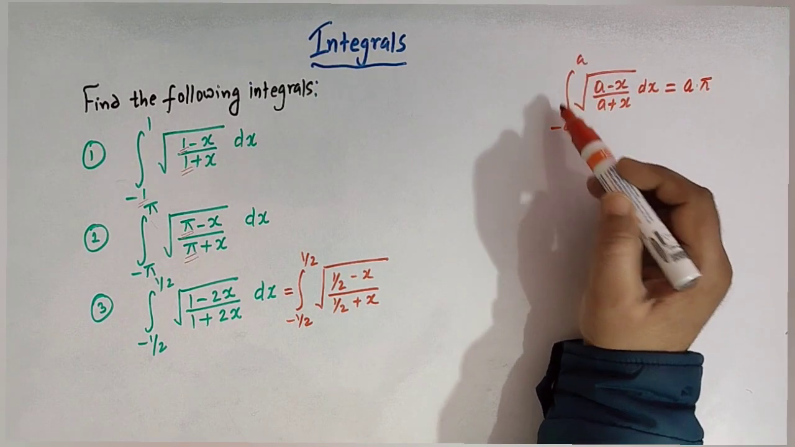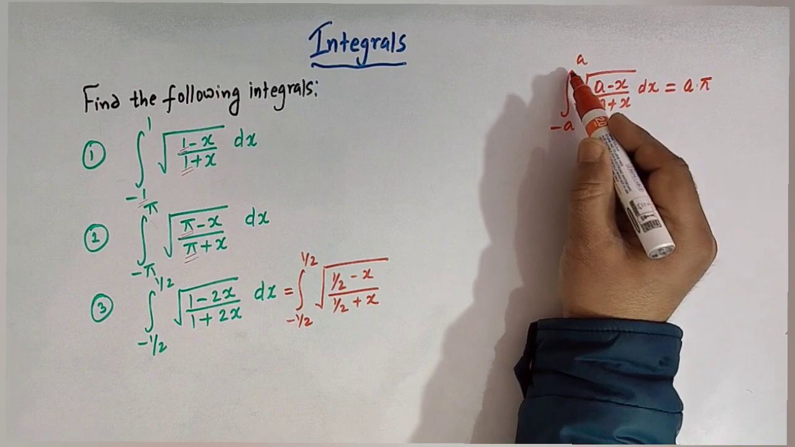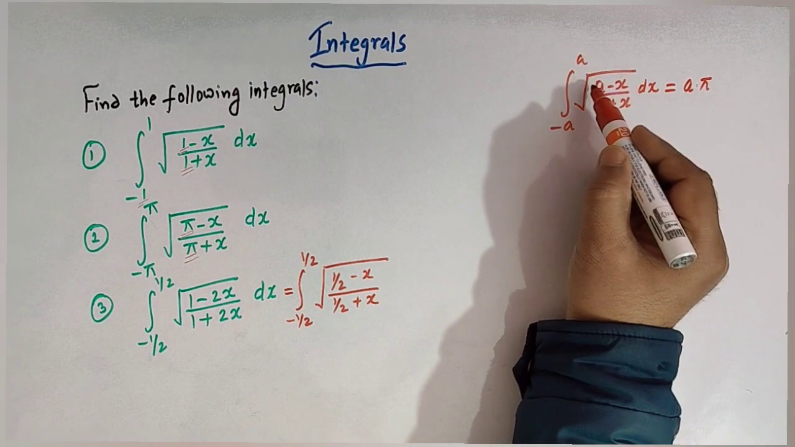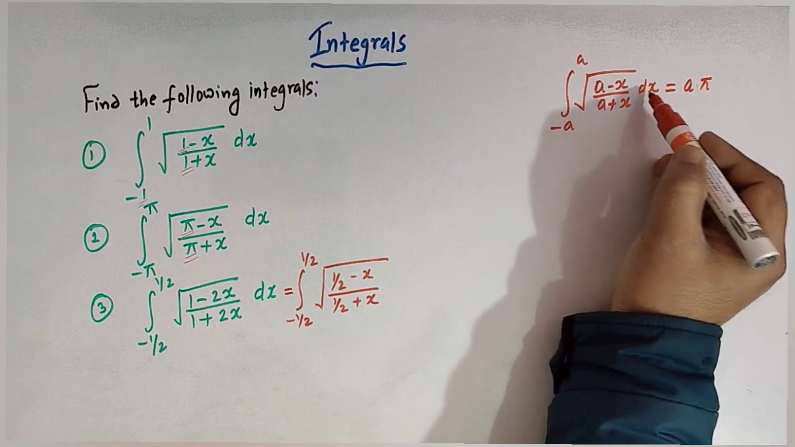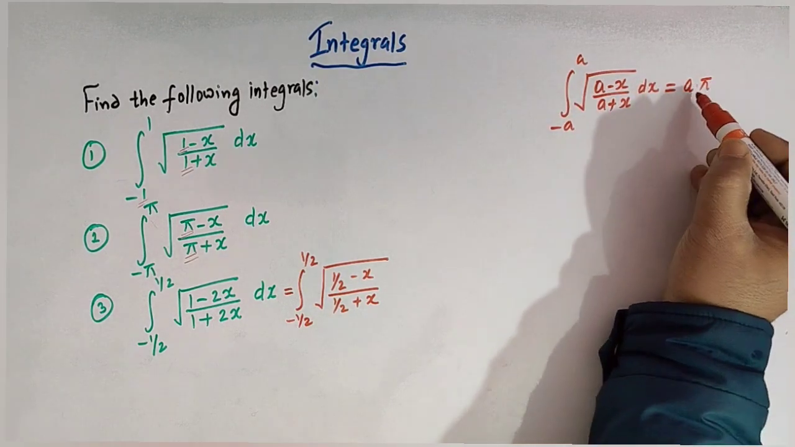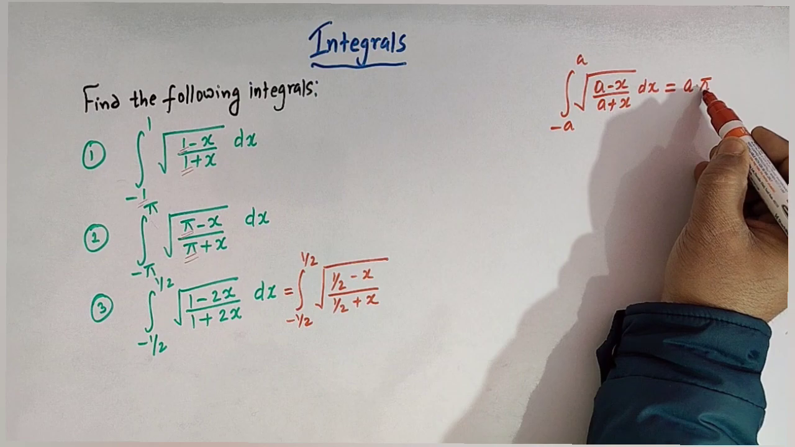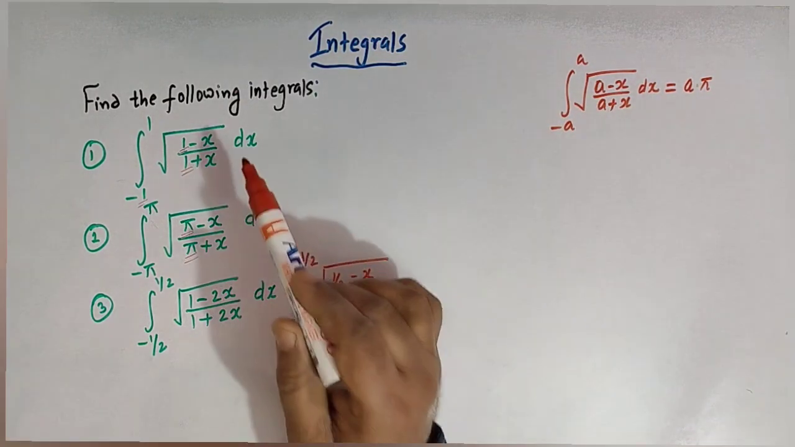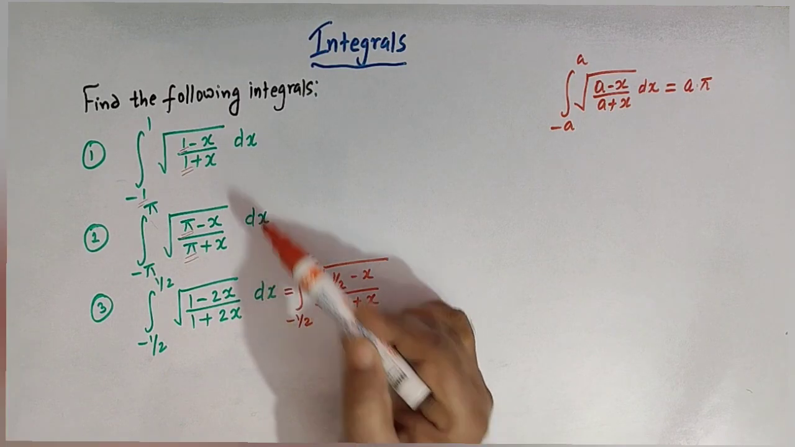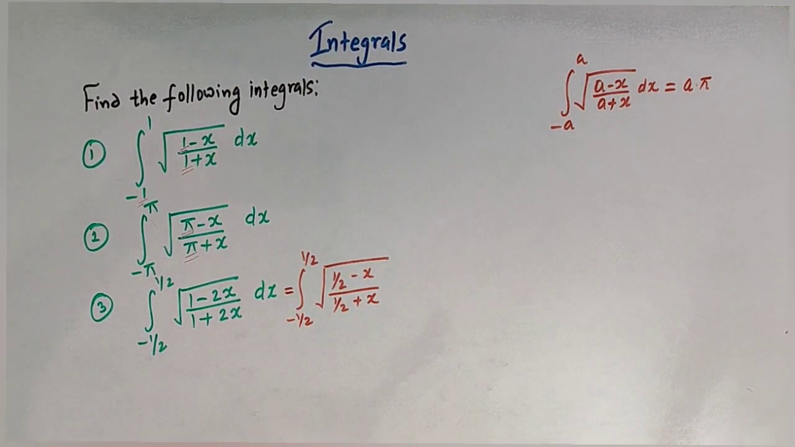So the direct value of this type of integral, where we have minus a to a and square root of a minus x divided by a plus x dx, can be written as a times pi, right? So now we'll use this result to get the direct values of these three integrals.